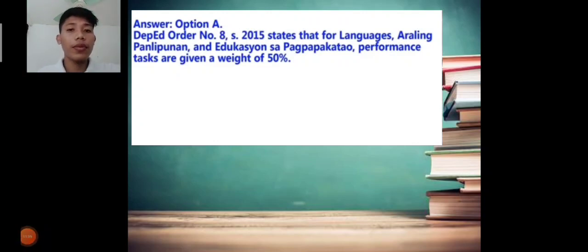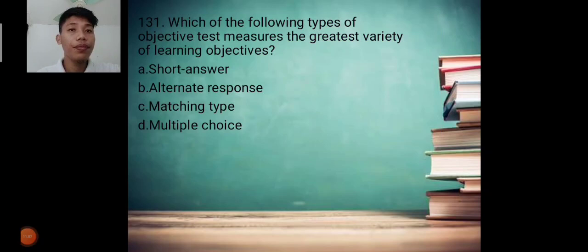So, let's proceed. 131. Which of the following types of objective test measures the greatest variety of learning objectives? From the words greatest variety. A, short answer. B, alternate response. C, matching type. D, multiple choice. So, the correct answer is multiple choice.